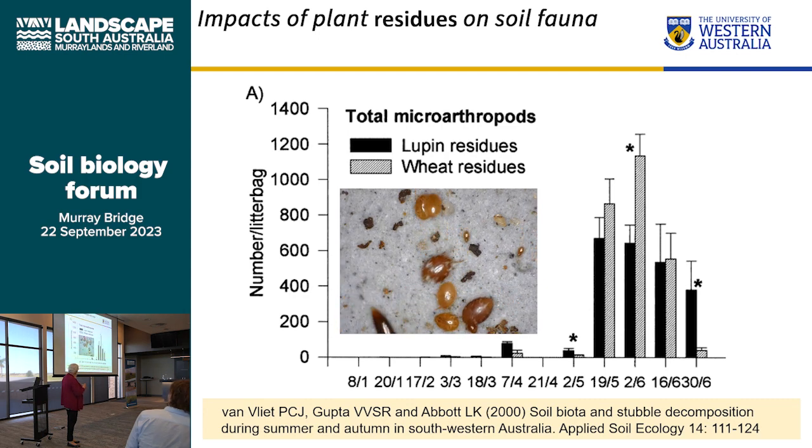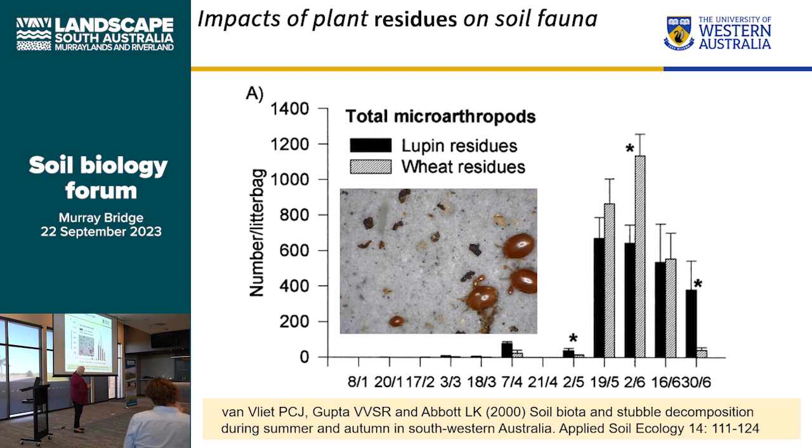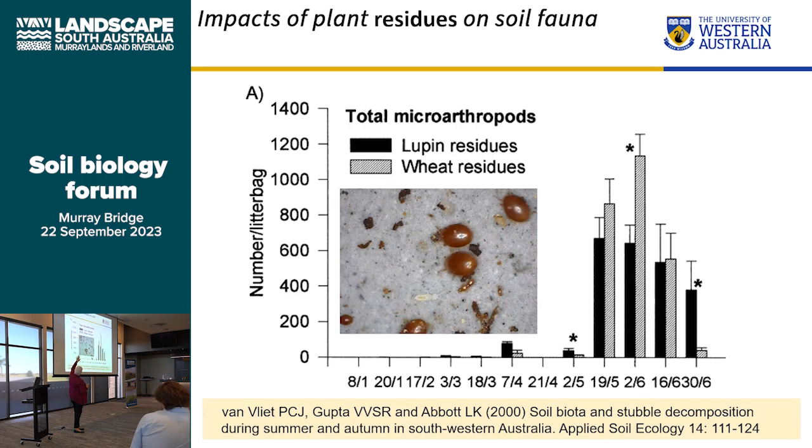Now, we did some work with Gupta in Western Australia, and this is sampling soil over the year, looking for the little microfauna or mesofauna, and counting the numbers over time. In this case, we were adding different residues, so lupin and wheat residues to the soil.